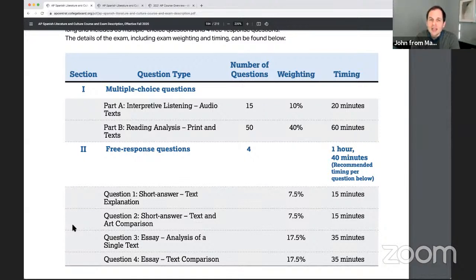Then there'll be a break. For anyone who's taking other subjects as digital exams, because again, there's nothing here for Spanish Lit that's digital, you will get a 20-minute break. It's shorter here. I think it's 5 or 10 minutes.